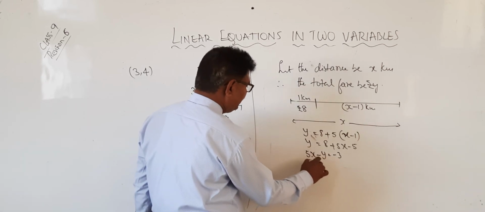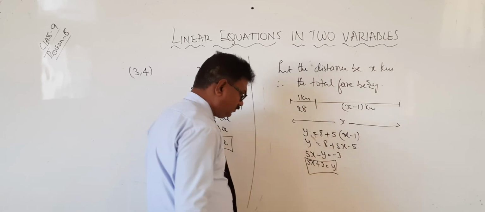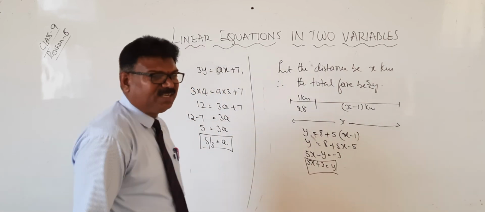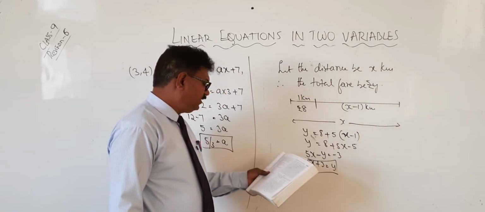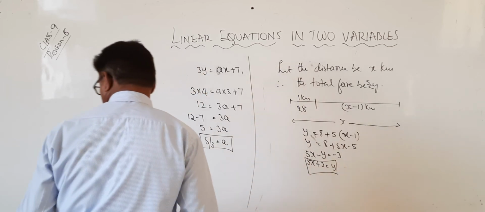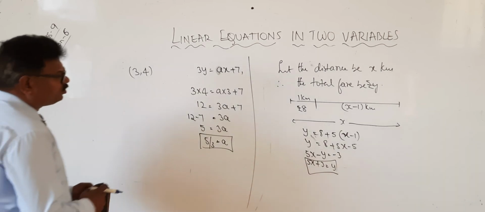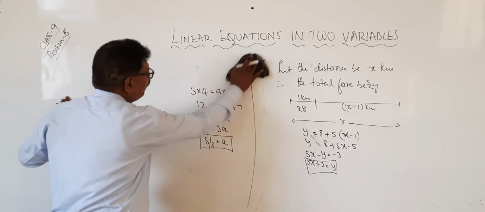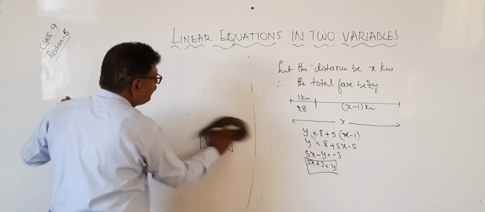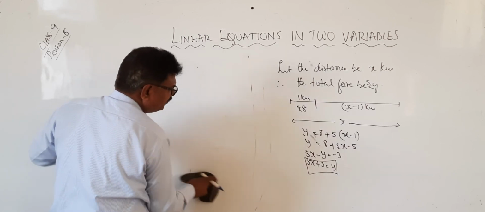Or 5x plus 3 is equal to y. Therefore, this is the equation we got: y equals 5x plus 3. So now we should draw the graph for this. To draw the graph, we should know the points. So very simple, we can write the points. So how can you write?